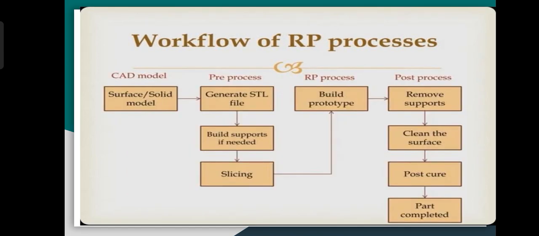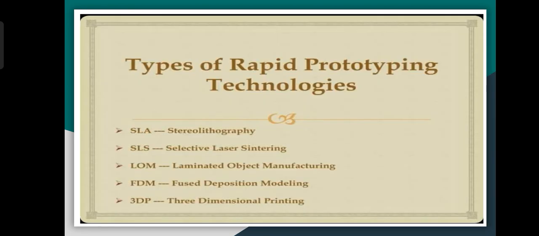This is the workflow of the RP process: CAD model, pre-processor, RP process, and post process. In the CAD model, the surface and solid model is presented. Then it is converted to generate an STL file, build supports if needed, and slicing. Then build the prototype and remove supports, clean the surface, post cure, and the part is completed.